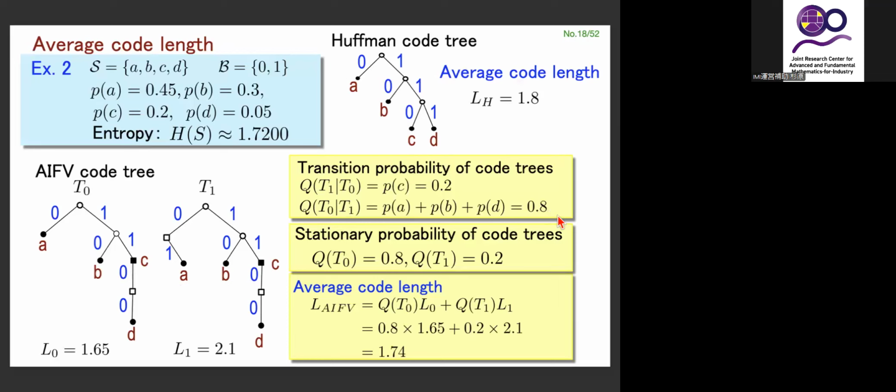From these transition probabilities, we have the stationary probabilities of T0 and T1. And finally, the average code length of the AIFV code is calculated by this formula, and this becomes 1.74. Hence, the average code length of this code is shorter than that of the Huffman code.